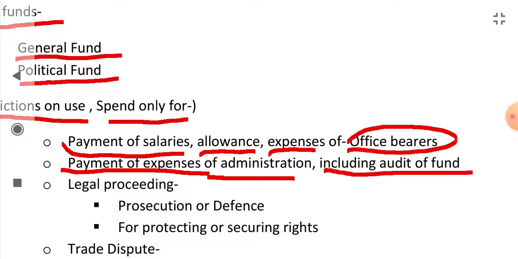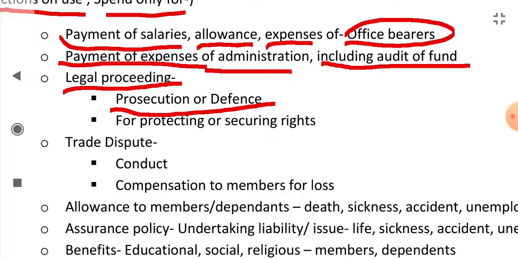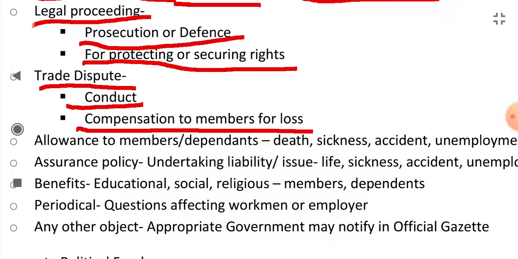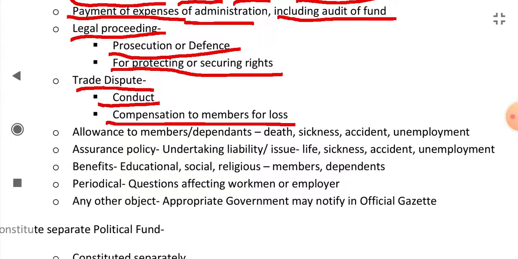They can be spent on legal proceedings, for prosecution or defense, or for protecting or securing its rights. The general funds can be spent on the conduct of trade disputes, or if there is loss due to trade disputes, then they will pay compensation to the members for the loss. The general fund will be spent on allowances to the members or their dependents on death of the member, or on sickness, accident, or unemployment of the members.